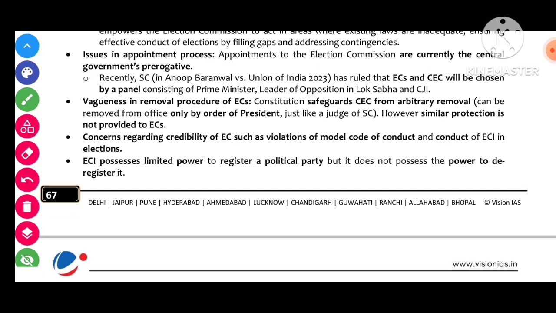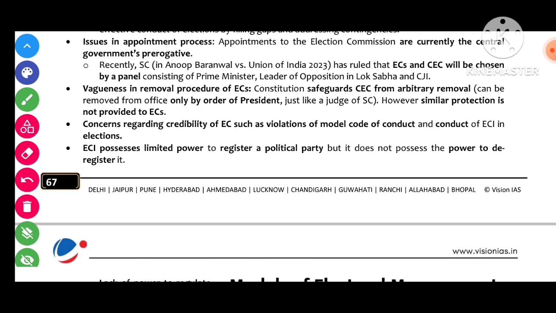And issues in the appointment process, that the appointment of the election commissioners is currently the central government's prerogative, that is, a 3-member body headed by the Prime Minister and 2 other members, such as 1 minister recommended by the Prime Minister, and the leader of opposition. And vagueness in the removal procedure of the election commissioners, and concerns regarding the credibility of the Election Commission, such as violations of the model code of conduct and the conduct of the Election Commission of India in elections.